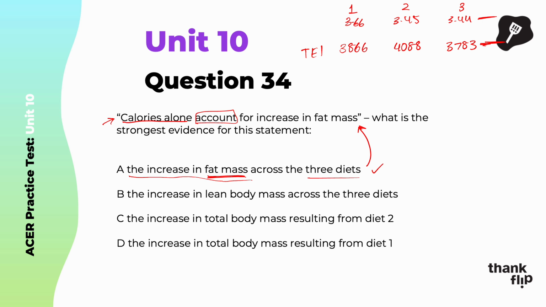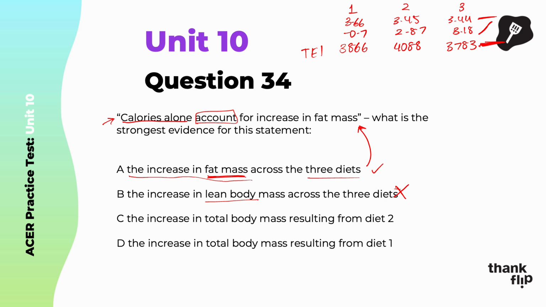Now we'll look at option B, the increase in lean body mass across the 3 diets. The increase in lean body mass is negative 0.7, 2.87, and 3.18. So that's increasing, and that doesn't really match up with our total energy intake trend. So it's not the best explanation for the statement, so we can eliminate this option.